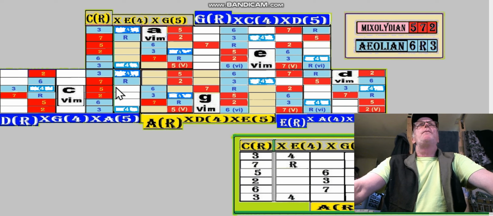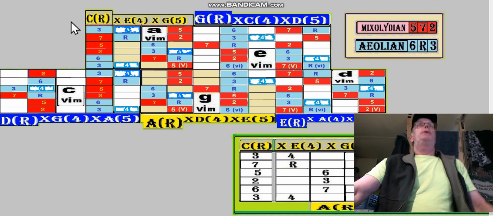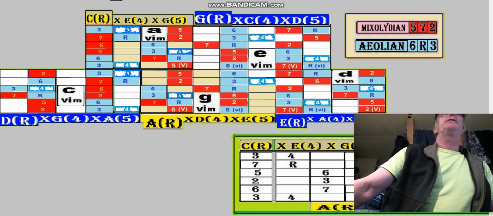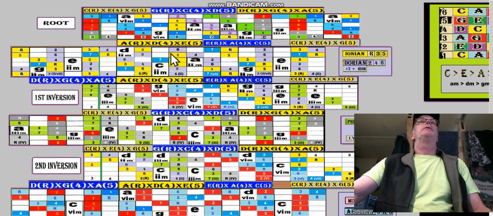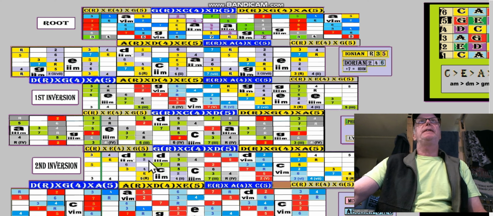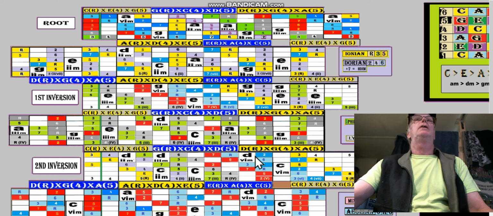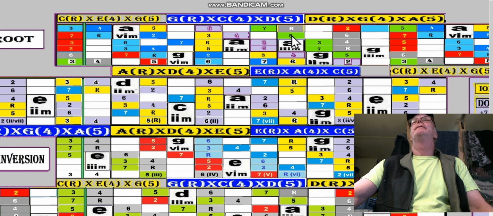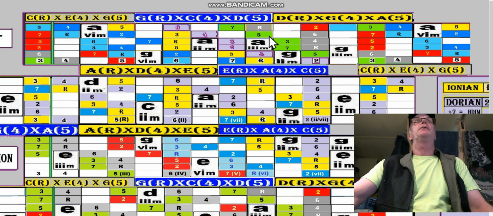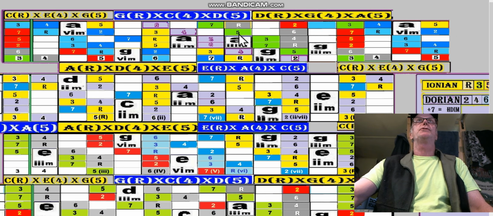So C, A, G, E, D. As opposed to yesterday's chart, okay, where we've got different things going on. D, D, C, C, D, D. That's not that that's wrong. Let's look at the top one. So we don't have to think we're in the middle of nowhere. It's just root shape.